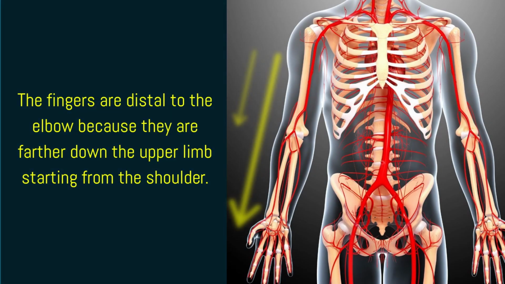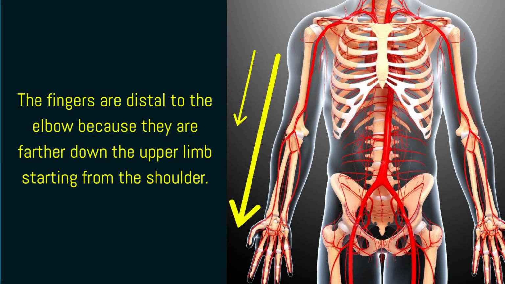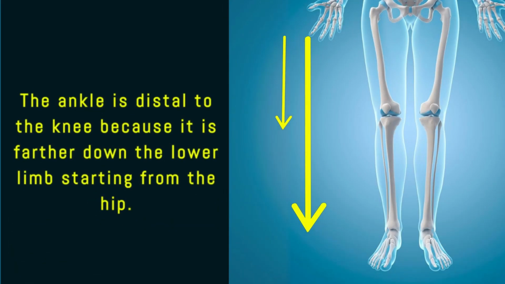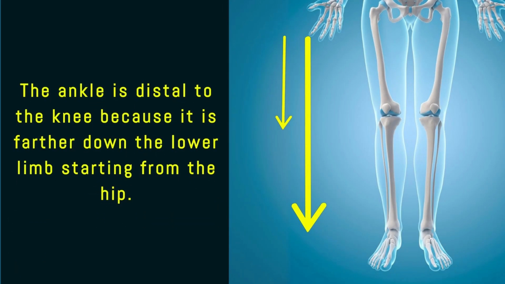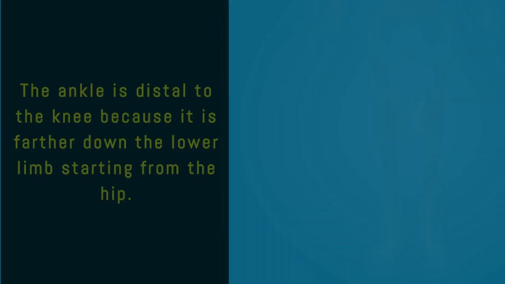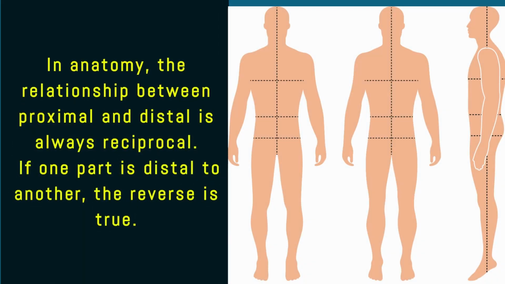Let's see some examples. The fingers are distal to the elbow because they are farther down the upper limb starting from the shoulder. The ankle is distal to the knee because it is farther down the lower limb starting from the hip. Remember, in anatomy, the relationship between proximal and distal is always reciprocal. If one part is distal to another, the reverse is true. This is perfectly illustrated by the following pairs.